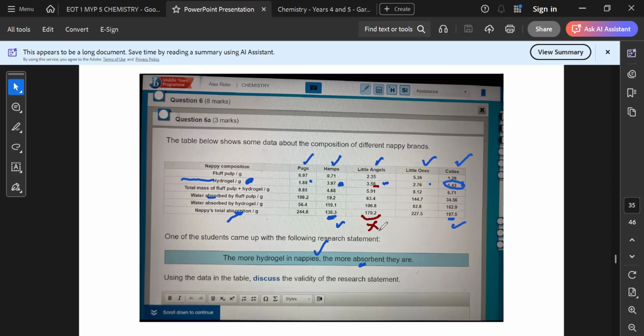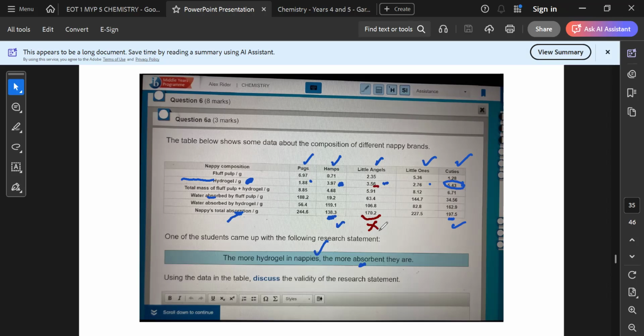So the best answer we shall give here is that the answer is wrong. The statement is not valid. It's not true. Then you back it up with the reason from the table. Little angels have a lower hydrogel, yet they have a higher absorption than the humps. Or you can compare with anything else and you'll be good to go.